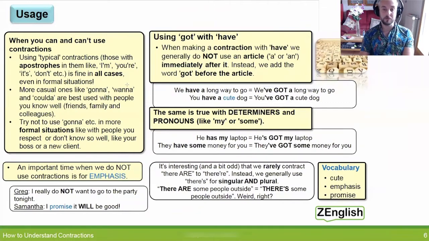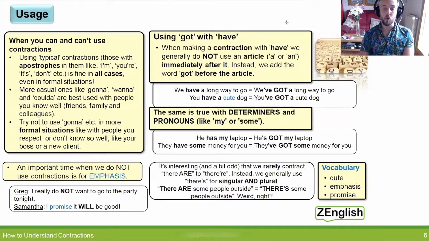Let's look at some examples here to describe exactly that. So if I said we have a long way to go, and I want to make the sentence more natural, so I contract we have to we've, I then have to add the word got into the sentence before the article. We've got a long way to go. I can't say we've, I have to put got in there. We've got a long way to go. The same is true here. You have a cute dog. I want to contract you have to you've, so I say you've got a cute dog. I can't say you've a cute dog. I've got to add that word got into the sentence. You've got a cute dog.